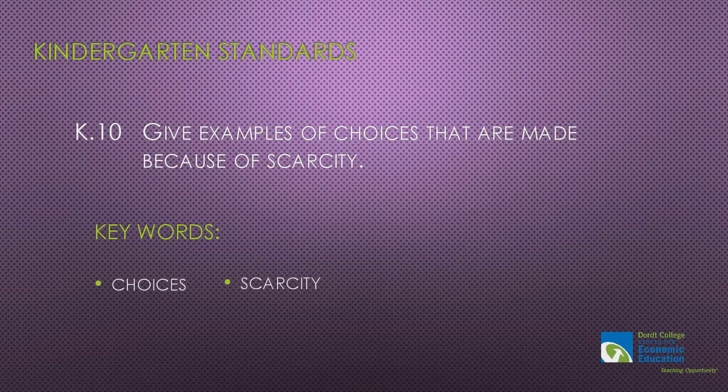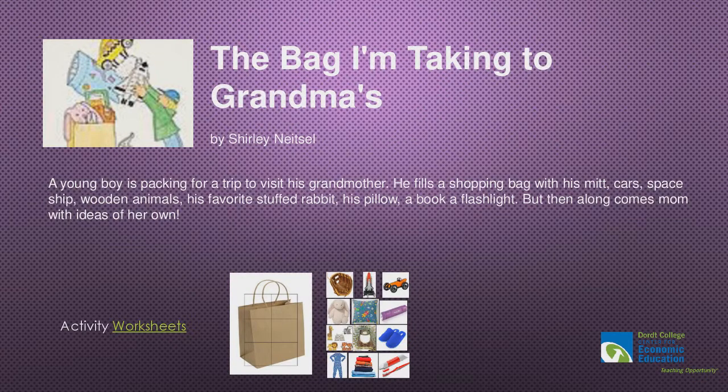For choices, of course, they make choices about what to wear, what to eat, what toys to play with. Scarcity is simply the idea that not everyone in the class can play on the swings at the same time. There aren't enough swings for that. There's a scarcity of swings. Same with everybody in the household using the restroom at the same time or something like that. There's always going to be a scarcity of things.